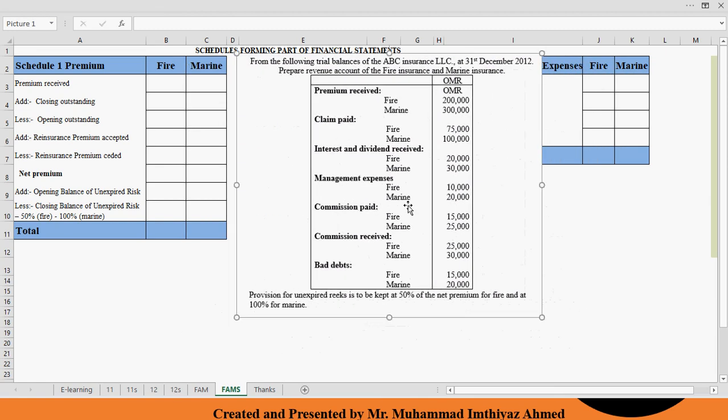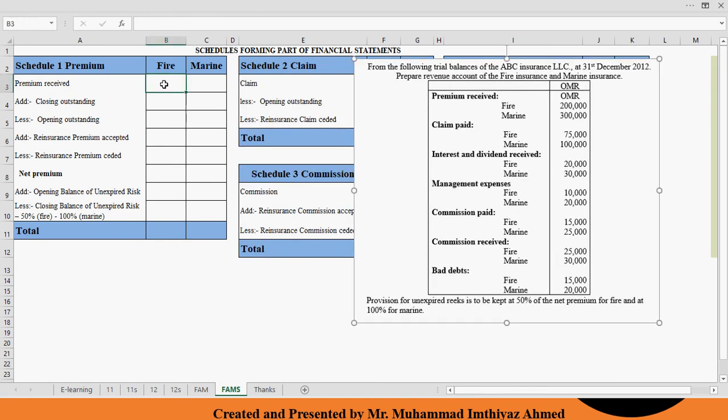Let me read the problem. From the following trial balance of ABC Insurance LLC at 31st December 2012. This is the name of the company I have given in the revenue account. We have opened it. We need to prepare the revenue account of fire and marine. You can see in the question, both have to be opened. As you can see, premium received is given separately: for fire, it is 200,000. I'm entering it. And for marine, it is 300,000. So the first one is clear.